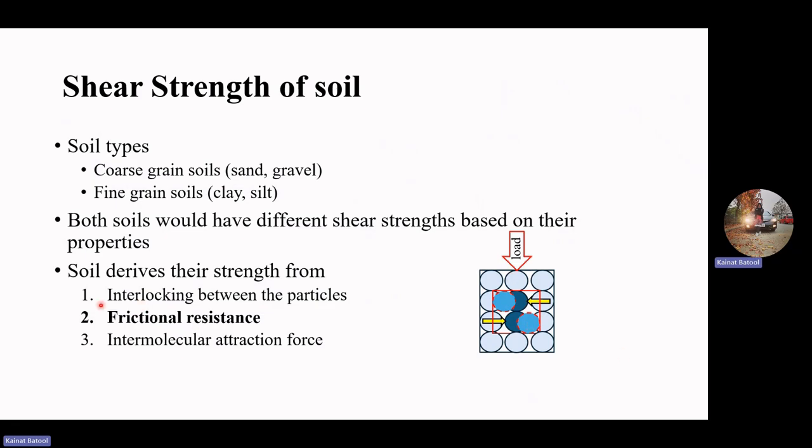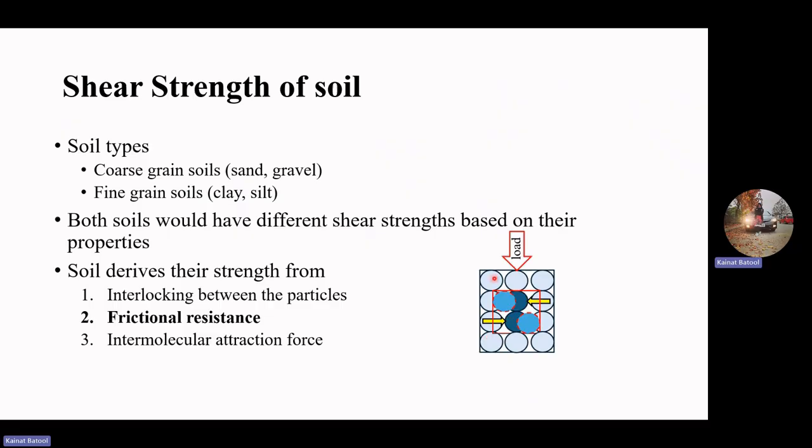And this can also be interlinked to interlocking. More interlocking, more frictional resistance, right? Less interlocking, less frictional resistance. So basically, frictional resistance is the property of a soil particle to resist the shearing force that is applied as a result of an applied load from the external.